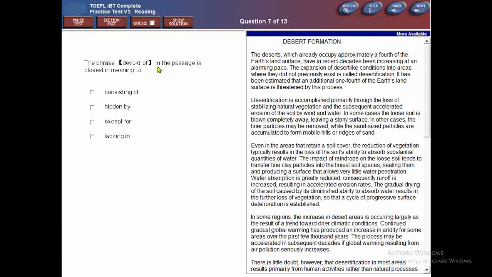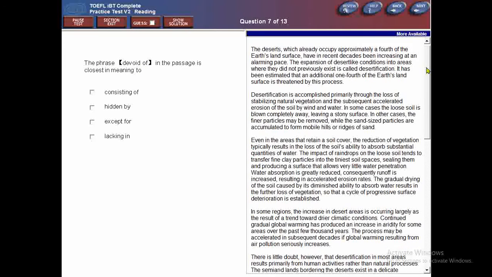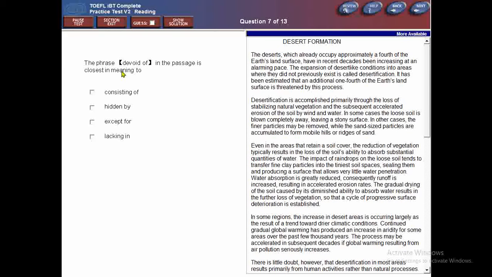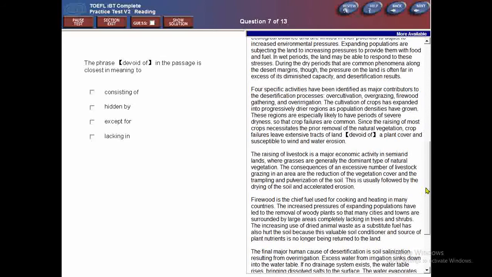7. Devoid of, you know, devoid of, lack of. These are synonyms, or paucity, or lacking in. Yes, except for hidden by, consisting of. So why do we read the passages? For answering the vocabulary questions, we can answer without reading the paragraph where it is mentioned. But we also read this paragraph, especially these lines, because there may be other questions we may find from this paragraph. We have already proved it.